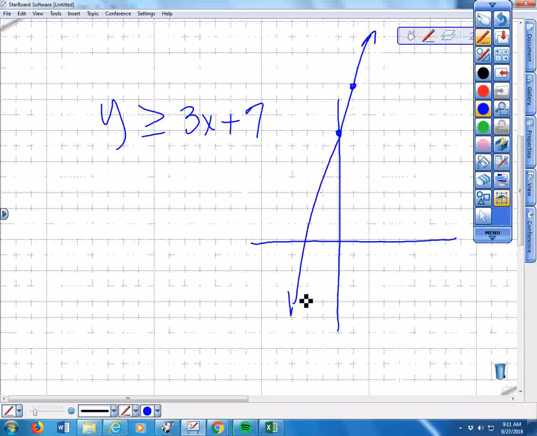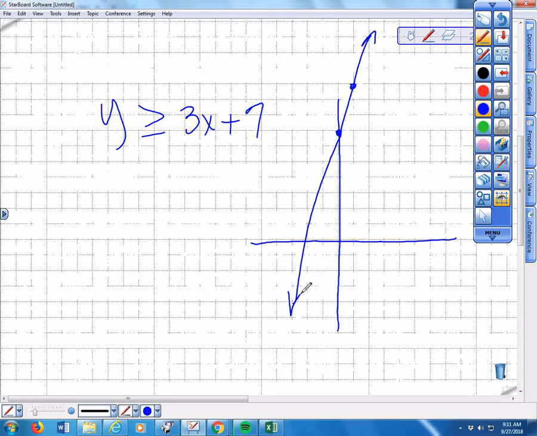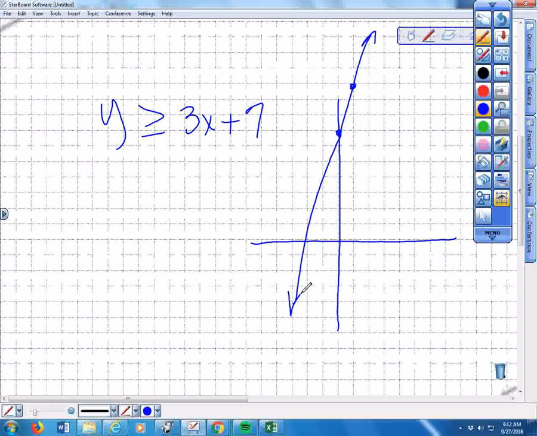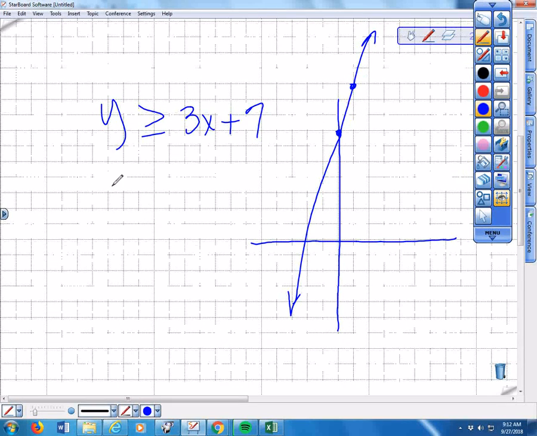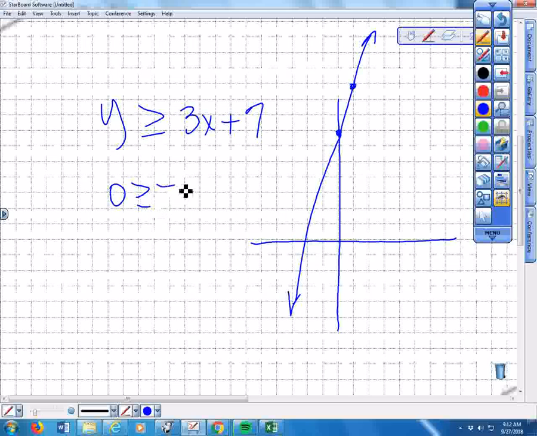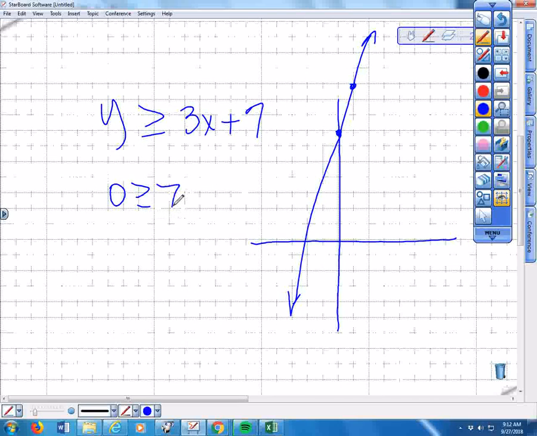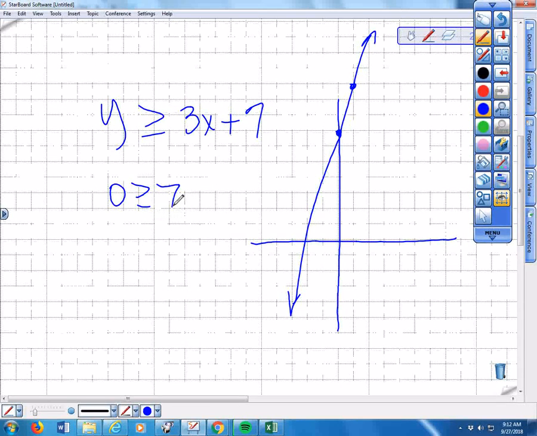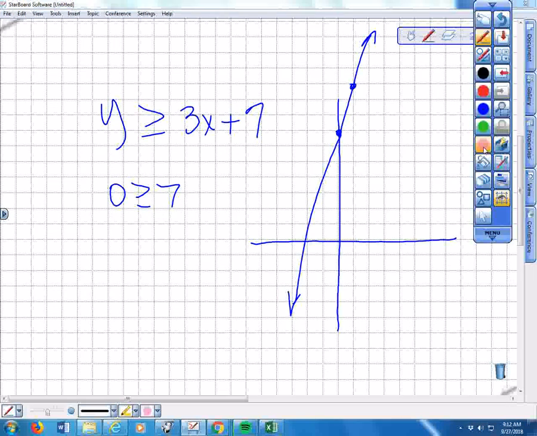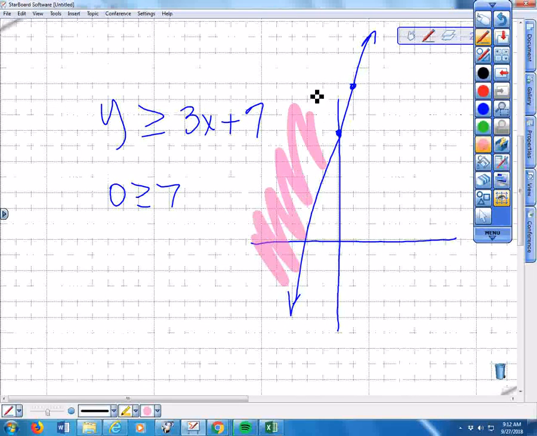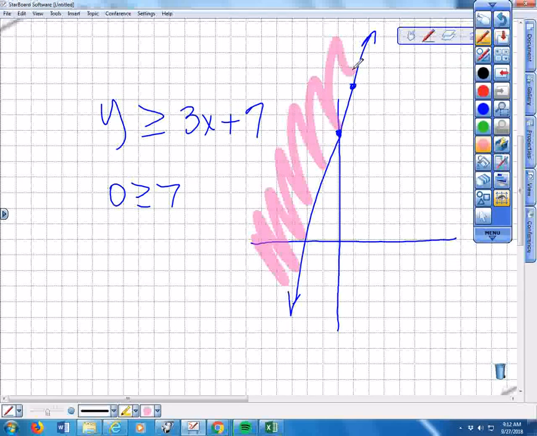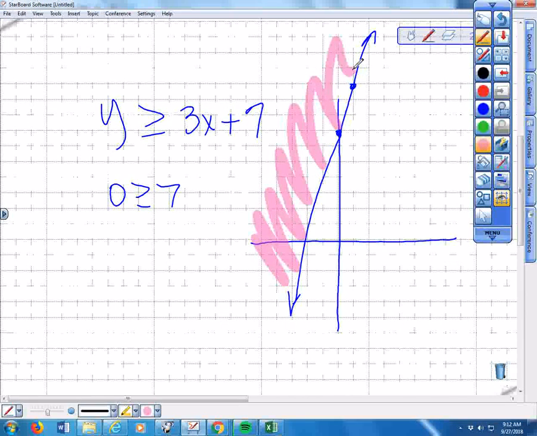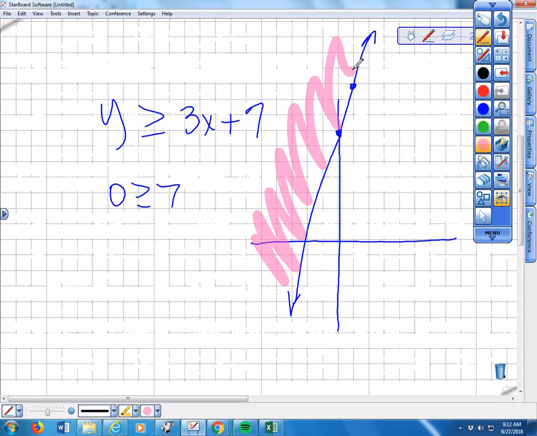Does this line, badly drawn, actually go through 0, 0? No, so I can use 0, 0 as a test point. So I'm going to plug in 0, 0. Is 0 greater than or equal to 7? No. So 0, 0 is not a solution, which means I'm going to shade everything on the other side. Following? Okay. In the textbook, it talks about it's helpful to get your equation into slope-intercept form.